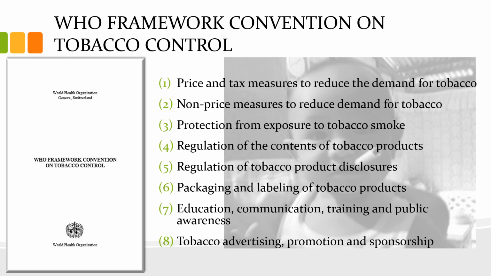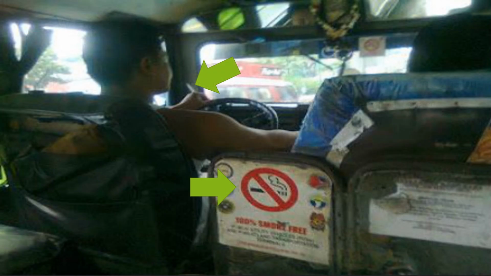So for tobacco control, these are price and tax measures to reduce the demand for tobacco, non-price measures to reduce demand for tobacco, protection from exposure to tobacco smoke, regulation of the contents of tobacco products, regulation of tobacco product disclosures, packaging and labeling of tobacco products, education, communication, training, and public awareness, tobacco advertising, promotion, and sponsorship bans, and no smoking.